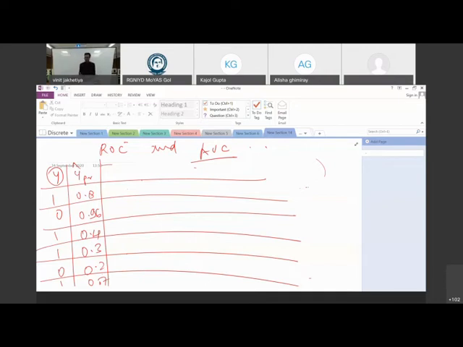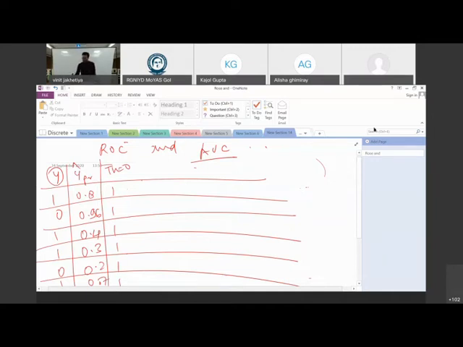So first, I will choose my threshold T to be 0. That means, of course, all the outputs are going to be 1 now, because all the values are greater than 0. So everything has become 1.